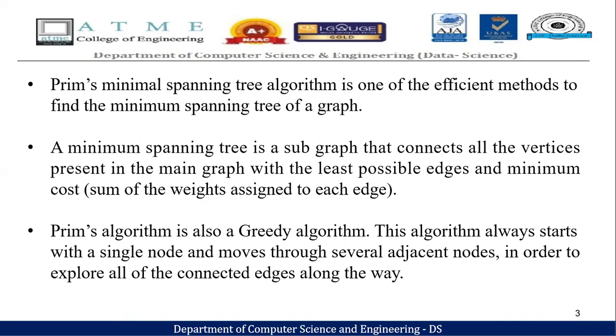Prim's algorithm is one of the types of greedy algorithm, and we have already seen one more greedy algorithm, that is Kruskal's algorithm. So Kruskal's and Prim's are both greedy algorithms. In Prim's algorithm, it will always start with the first node or a single node, and then it will move through all the adjacent nodes in the graph and explore all the edges connected to the graph until all the nodes are explored and all the edges are connected with the spanning tree.